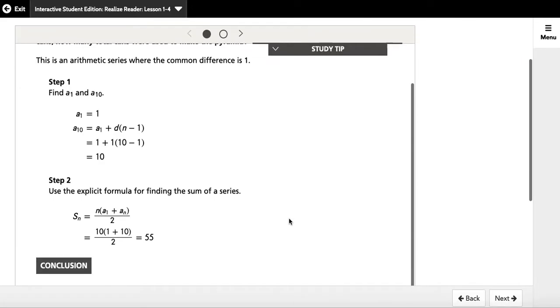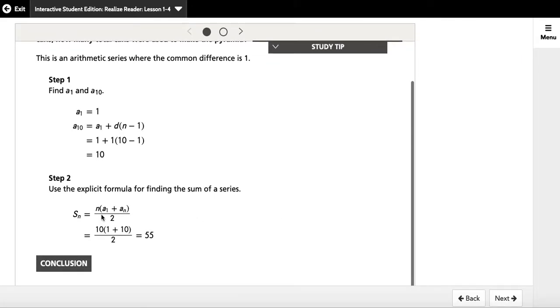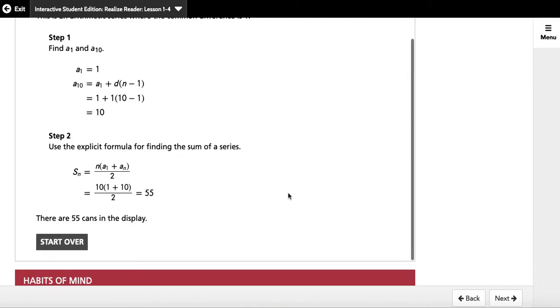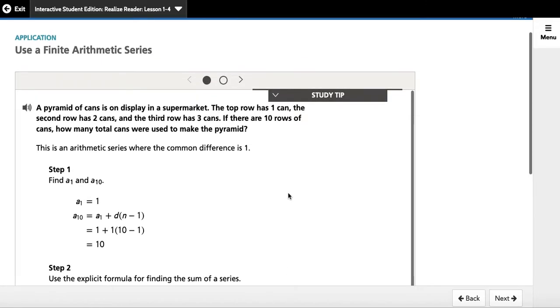Write an explicit formula. The sum of the 10 terms equals the first term, 1, plus the last term, 10, divided by 2, times 10, which is 55. And this is just applying what we've already learned. Conclusion: there's 55 cans on the display. I thought they were going to have us learn something new, but we're just applying what we've already learned.